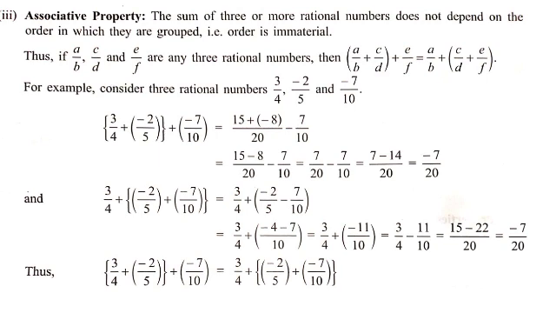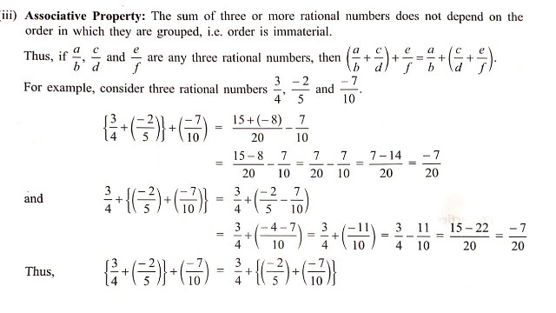Now multiply. That is, here 3 by 4 minus 11 by 10. The sign changes because I multiplied plus and minus sign because of the bracket. 15 minus 22 by 20, which is equal to minus 7 by 20. Thus, 3 by 4 plus minus 2 by 5 plus minus 7 by 10 is equal to 3 by 4 plus minus 2 by 5 plus minus 7 by 10.